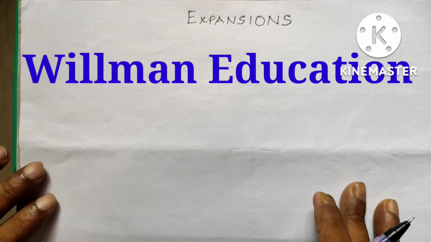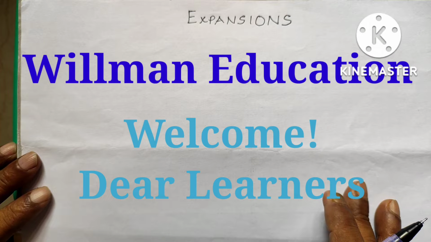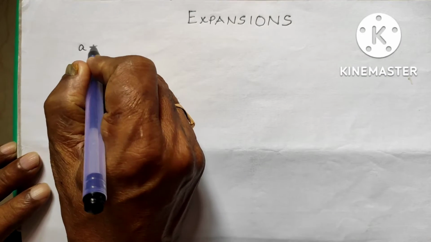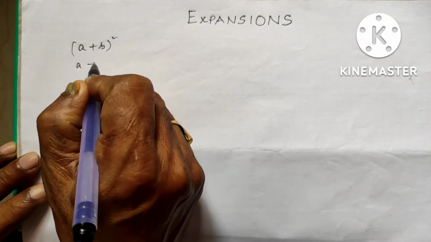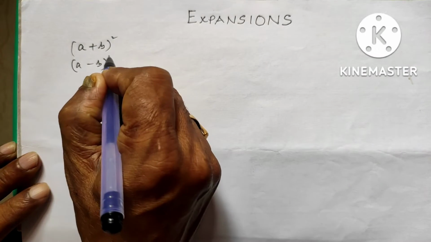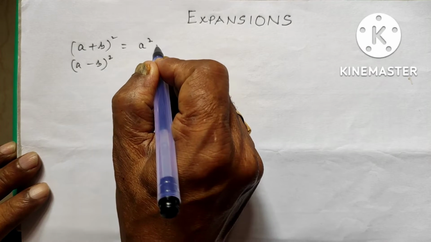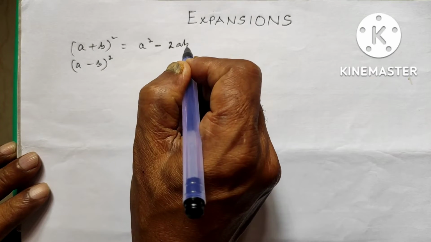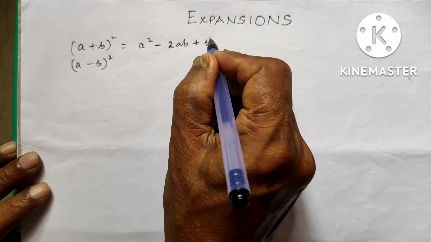Good morning, students. In my earlier video, I told you about the expansions, how you use (a plus b) whole square and (a minus b) whole square. There I showed you the formula, how to use it in the sums. Now I am going to show you another formula, which is called (a plus b) into (a minus b).